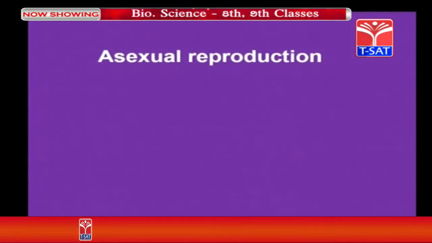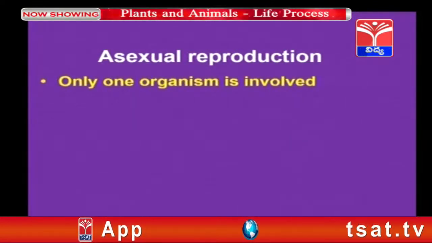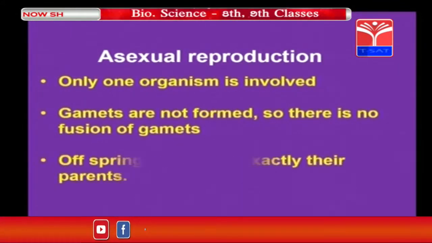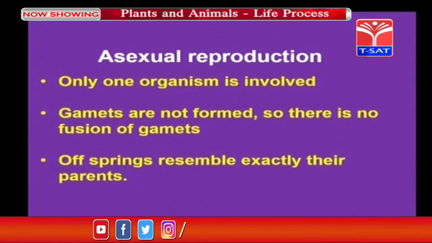There are two types of reproduction. Asexual reproduction is the process in which only one organism is involved. Here gametes are not formed, so there is no fusion of gametes. Offspring resemble exactly their parents.